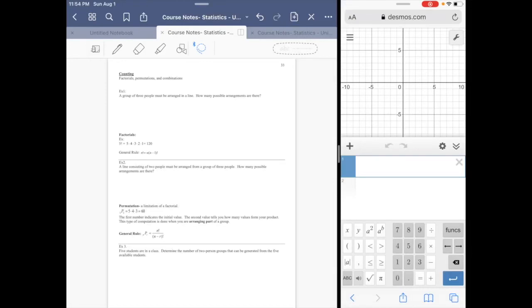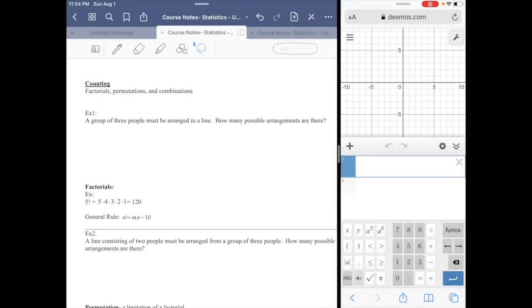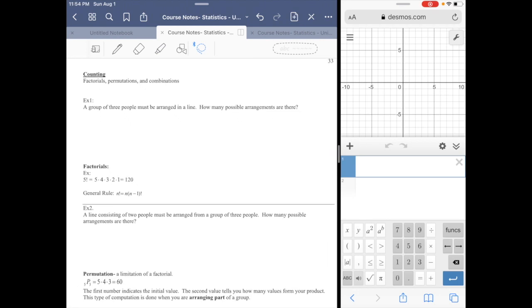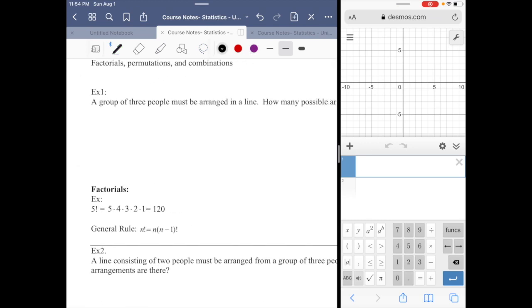So looking at page 33, we're talking about counting principles, factorial, permutations, and combinations. The first example: a group of 3 people must be arranged in a line. How many possible arrangements are there? So we start off with 3 people, call them A, B, and C. Any of the 3 people can occupy the first position in the line.